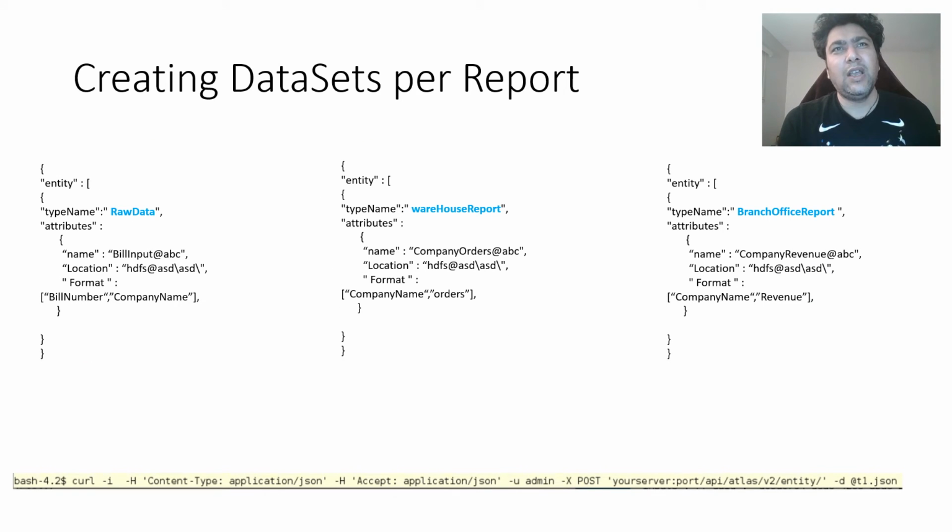So next step is, as our data is getting generated, we will keep on making entries into the meta server. For example, here you can see the three different entries. When the first warehouse gets the first data, here you see that I have an entity of type raw data, and I have shown that its name is bill input. All the bills that were input by somebody, then the location, where are all those bills in some HDFS, because there can be many bills, and then what is the format of this report. Here, it can be bill number to company, like which bill corresponds to which company.